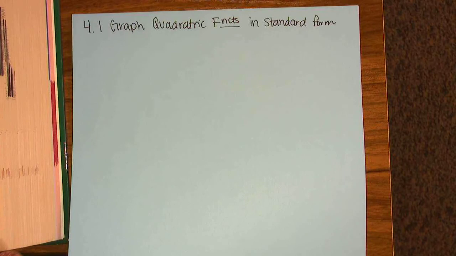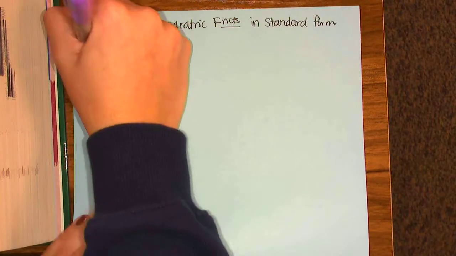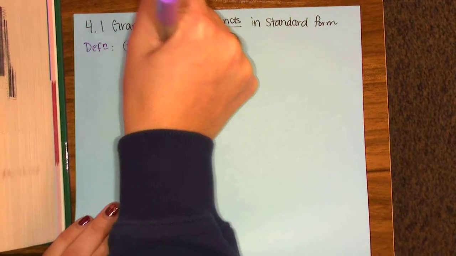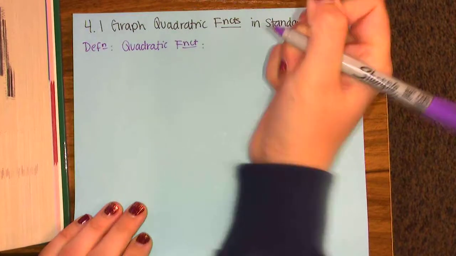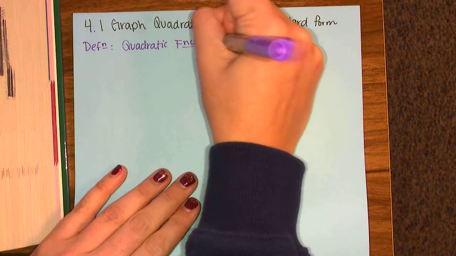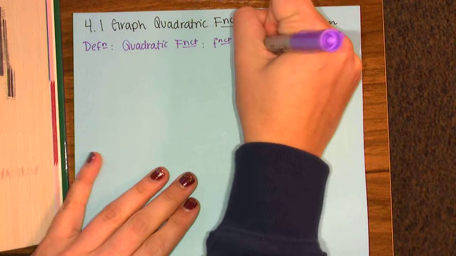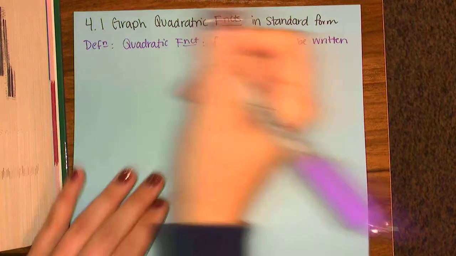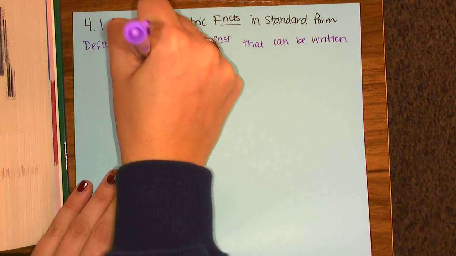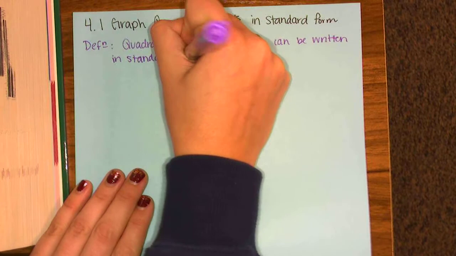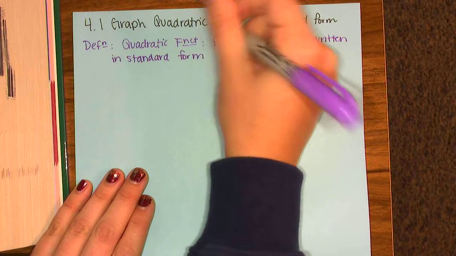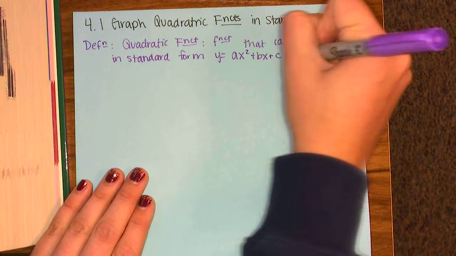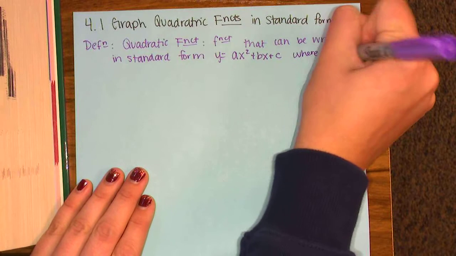So anyways, a quadratic function, its definition. A quadratic function is a function that can be written in standard form: y is equal to ax squared plus bx plus c, where a is not equal to 0.